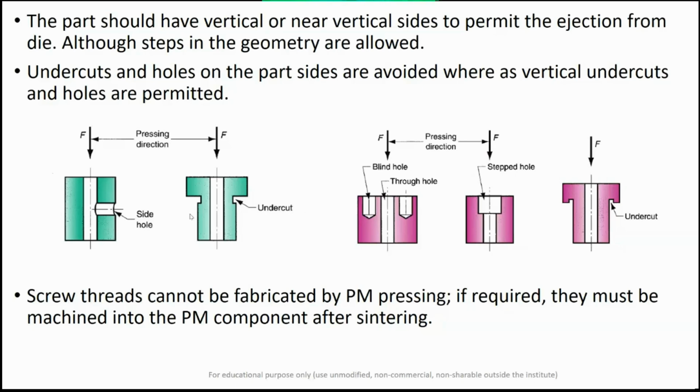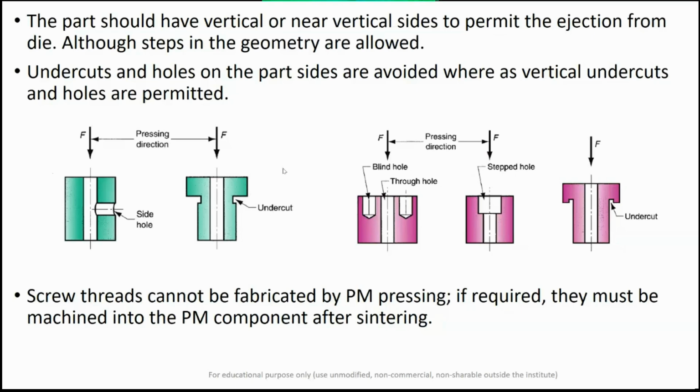The first point is that the part should have vertical or near vertical sides to permit ejection from the die. So when you select the part or the design, you should ensure that it has mostly vertical sides, and that will help in the ejection from the die. However, you can take some steps in the geometry. Steps can be allowed, like this step and this step, but you see here that all the sides are vertical.